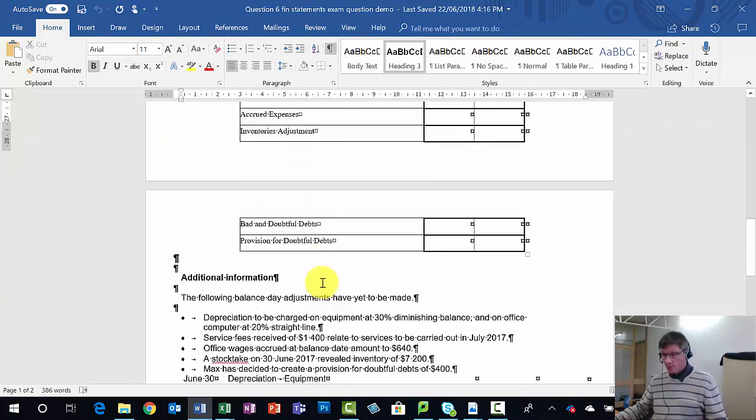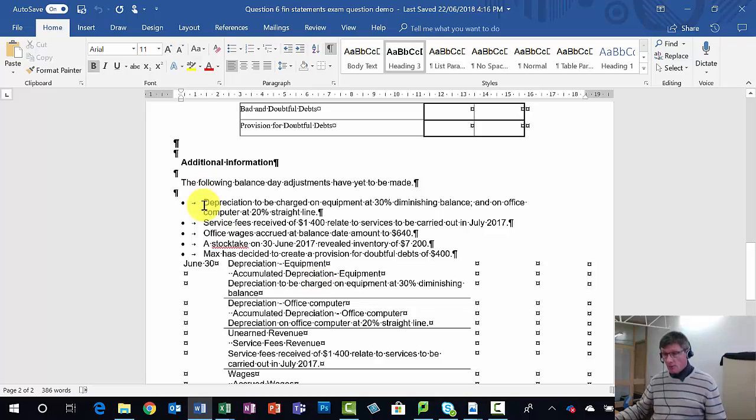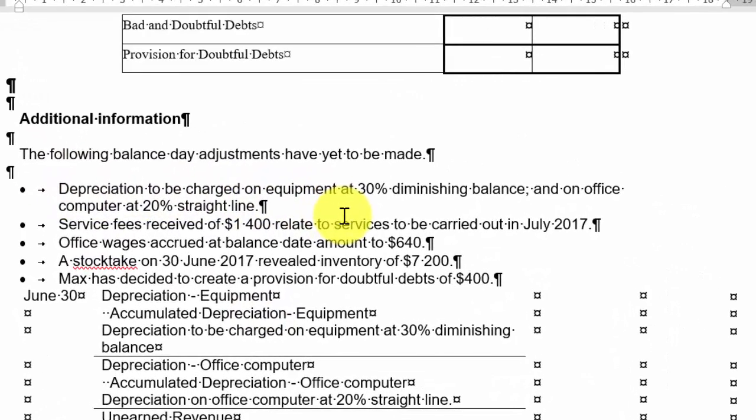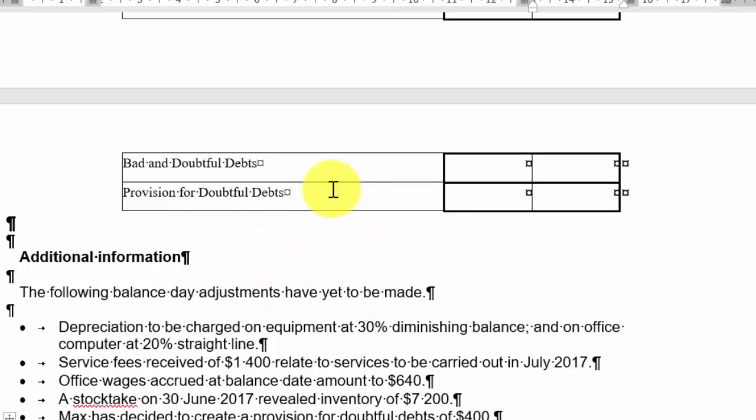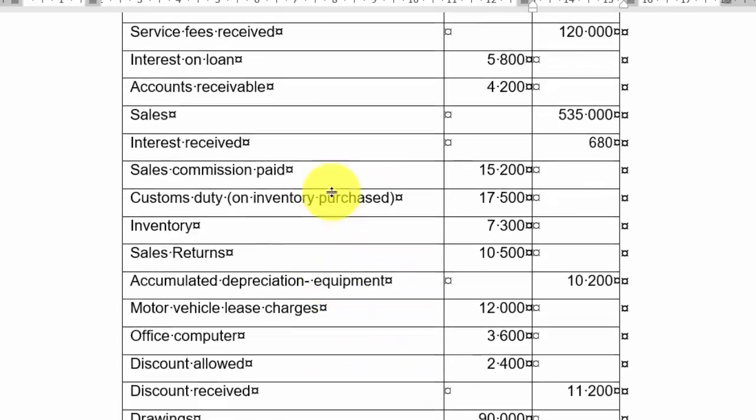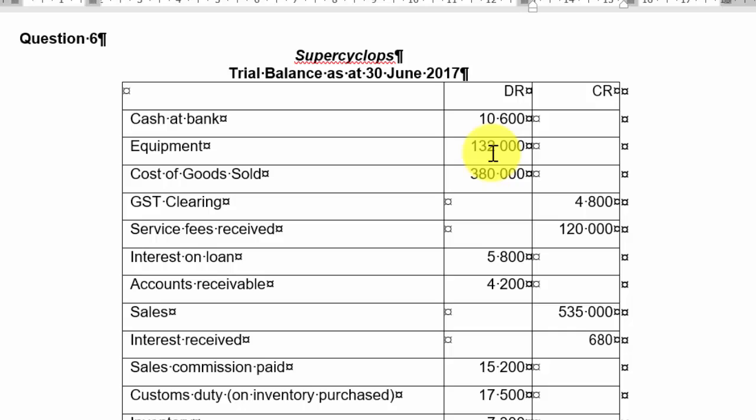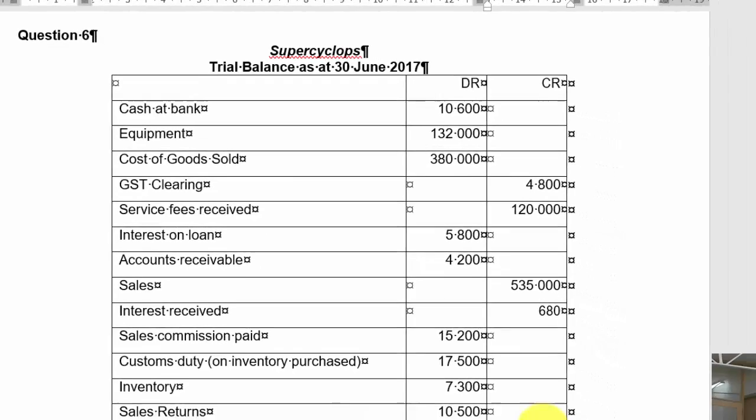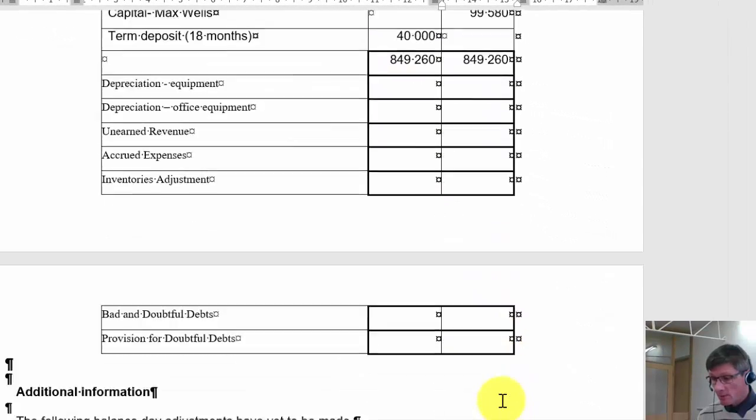So the first thing I have to do is look at my first additional information. Depreciation to be charged at 30% of equipment, diminishing balance, so I've got 2 lots of depreciation to be done. The calculation is 30% diminishing balance on the equipment. So I've got to find the equipment. The equipment is up here, 132,000, and because it's reducing balance, I have to make sure that I find the accumulated depreciation on the equipment. There it is, 10,200. So the calculation I make is that minus that, multiplied by 30%.